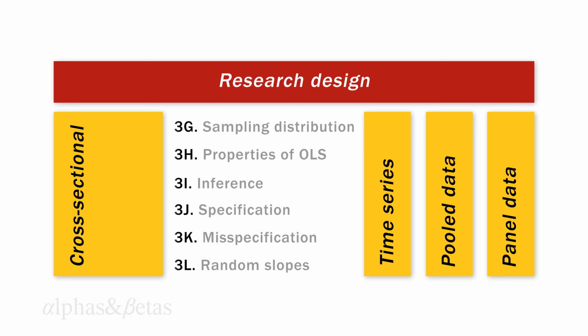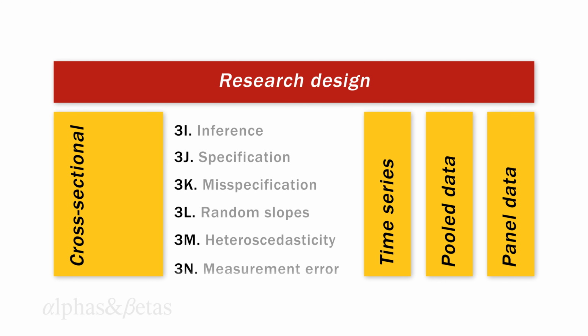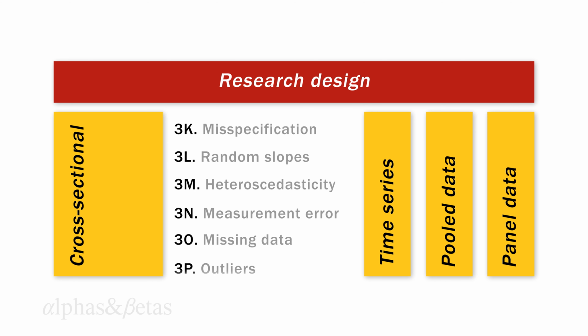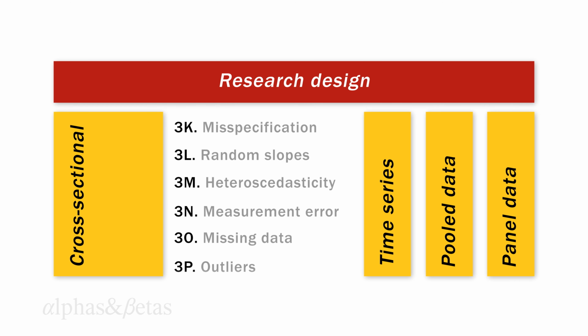Then we'll address problems that you may encounter in practice that may undermine the results, such as misspecification, omitted variables, heteroscedasticity, measurement error, missing data, and outliers. For some, there are solutions. For others, you'll need to use different data or more advanced methods.